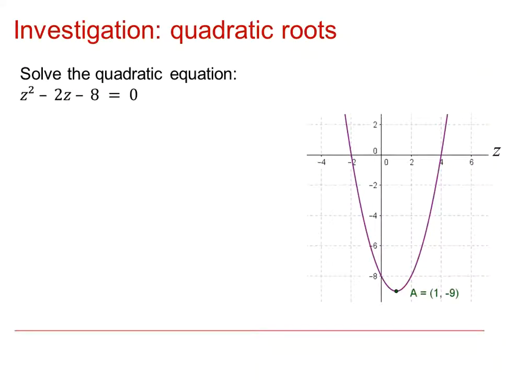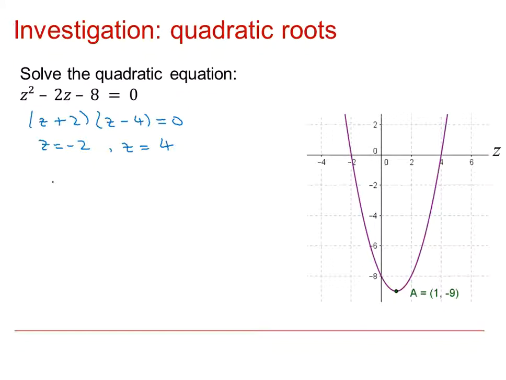So in this little investigation we're going to consider the roots of quadratic equations. Here I'm going to start off with z squared minus 2z minus 8 equals 0. If we factorise this quadratic equation, we get z plus 2 times z minus 4 is 0. So the roots of the equation are z equals minus 2, z equals 4.